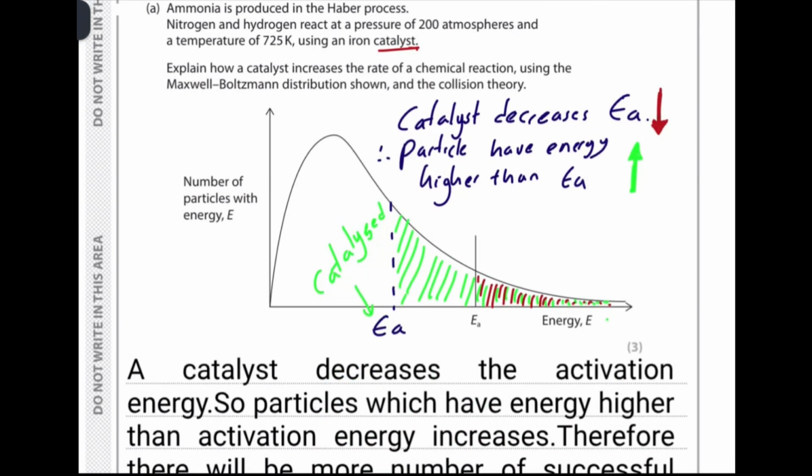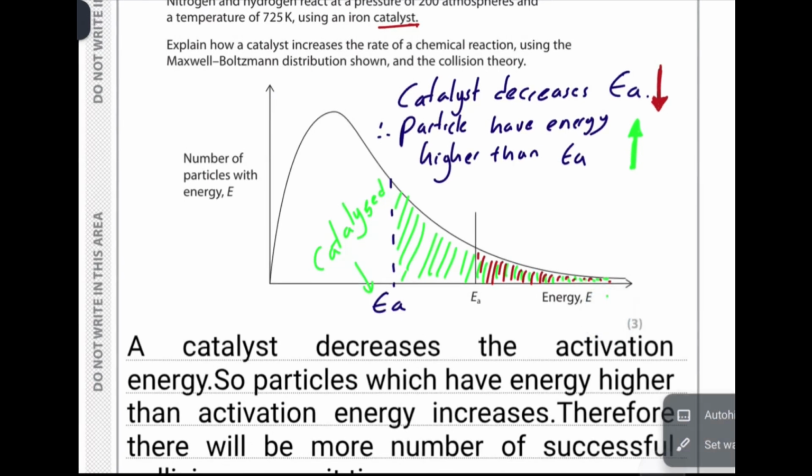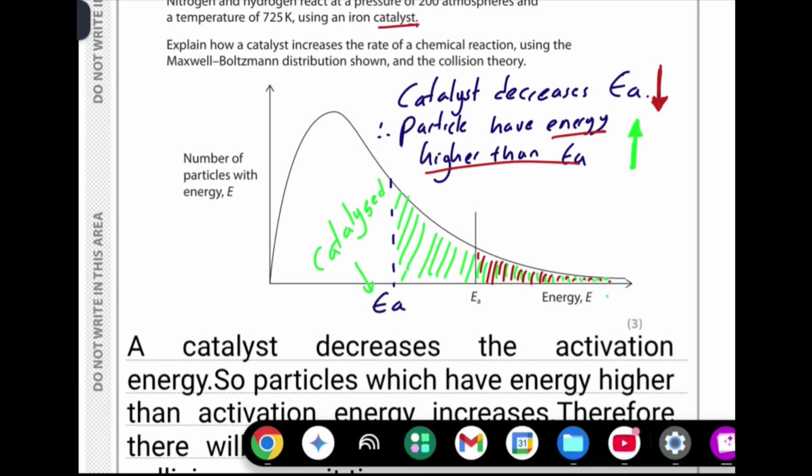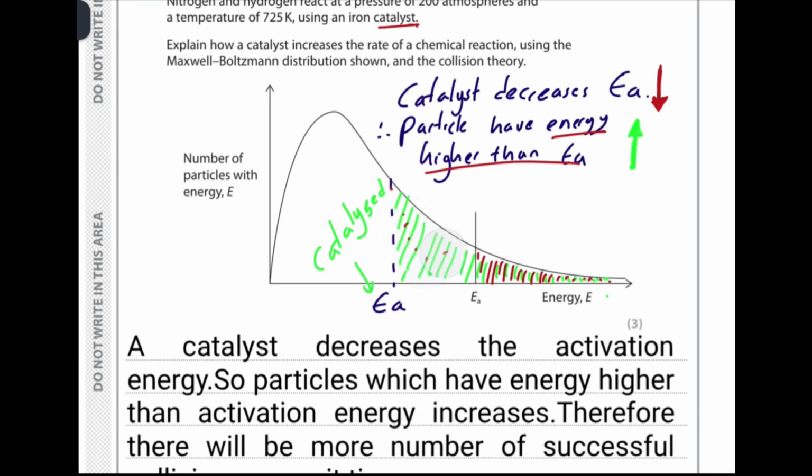Alright, so what does a catalyst do to a reaction? The catalyst decreases the activation energy by providing an alternative pathway for the reaction. Once the activation energy decreases, the number of particles which have energy higher than the activation energy increases. So you can see this on the graph. Once the activation energy decreases, there are more particles that have the ability to react.